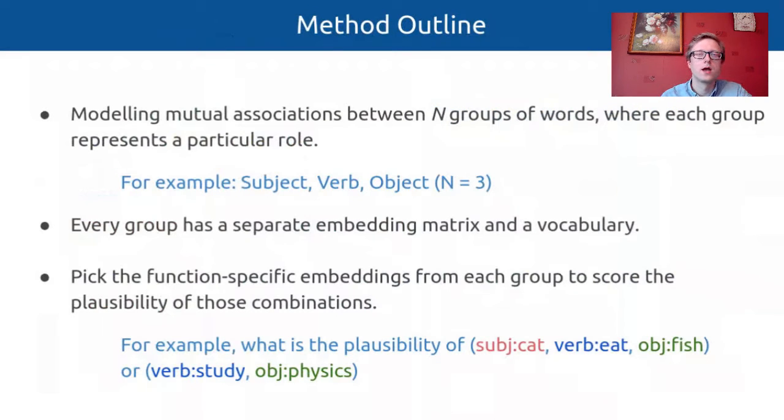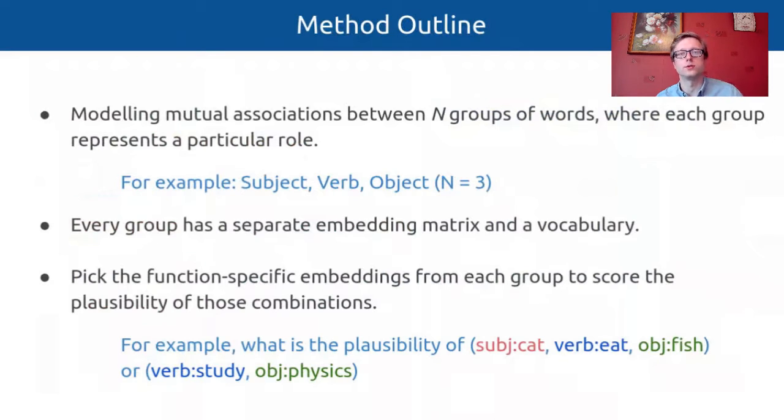On a higher level, what we want to do is model mutual associations between n groups of words where each group represents a particular role. For example, in the SVO case, the number of groups is 3. Every group has a separate embedding matrix and a separate vocabulary, but these vocabularies can partially overlap. As we saw before, the word chicken can be both in the subject group and the object group.